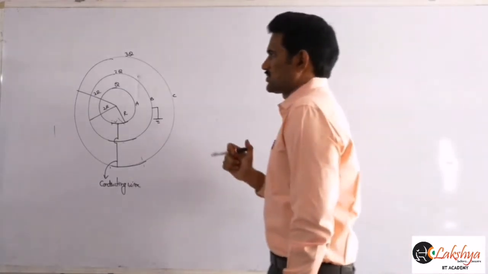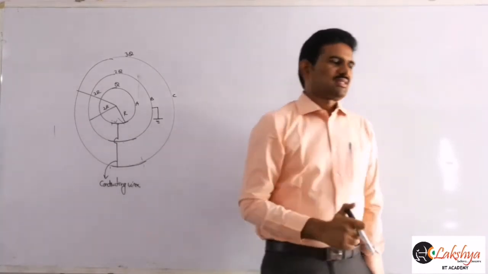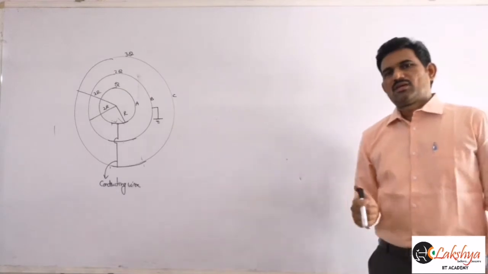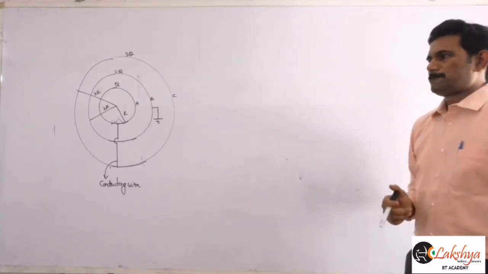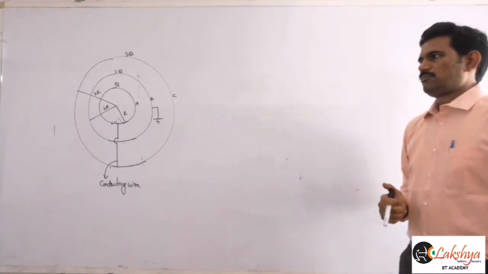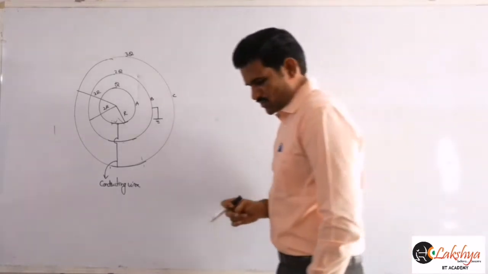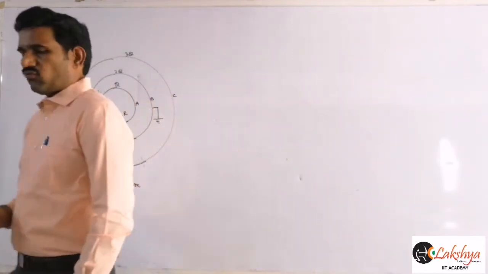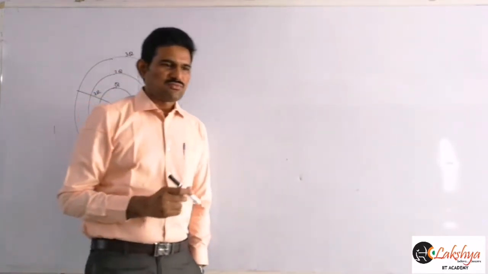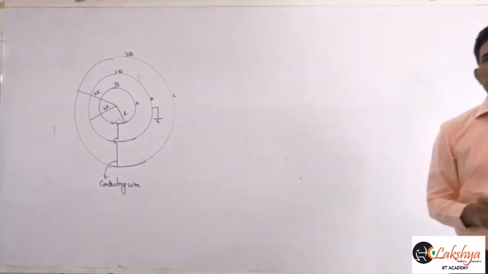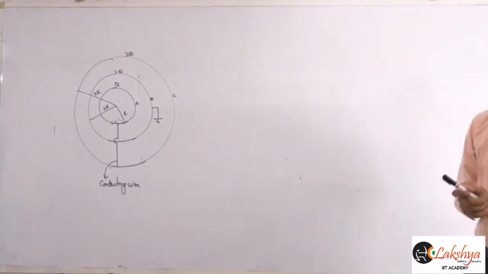They carry charges Q, 2Q and 3Q respectively. Find the charge on each surface of the shell when B is grounded.